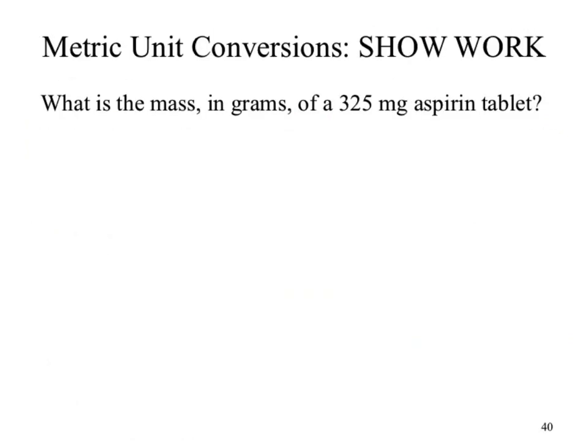Okay, so metric conversions. Here's another one. Go through and set this one up. What is the mass in grams of a 325 milligram aspirin tablet? You should be able to do all of this one. Admittedly, it's kind of mean, but you should be able to do it all. What are we starting with? Milligrams of aspirin tablet. The number? 325. 325 milligrams of an aspirin tablet.